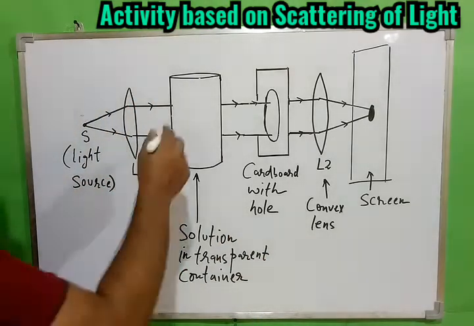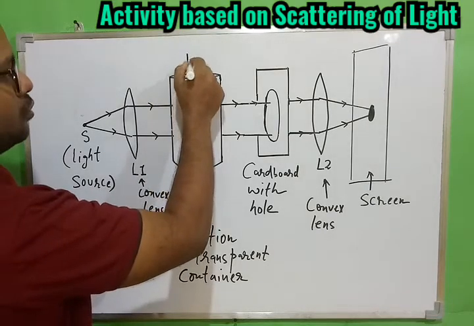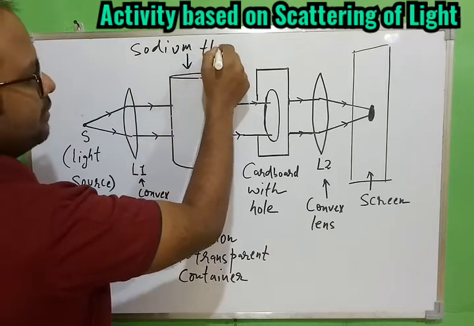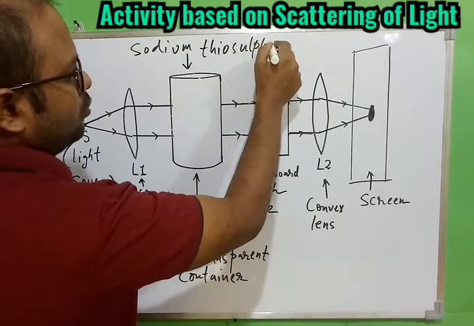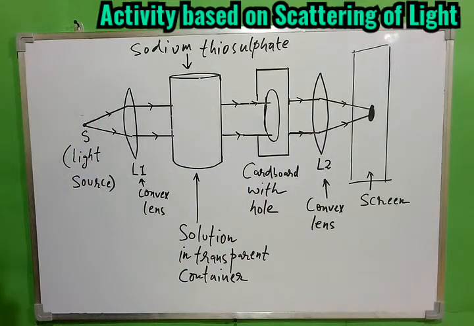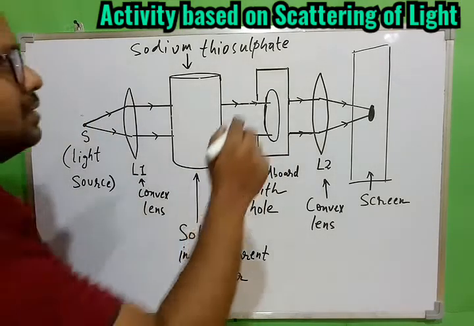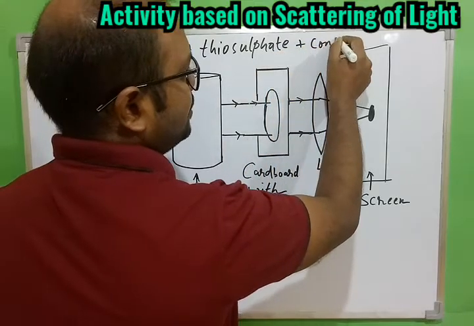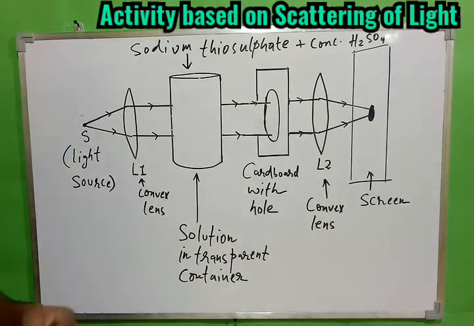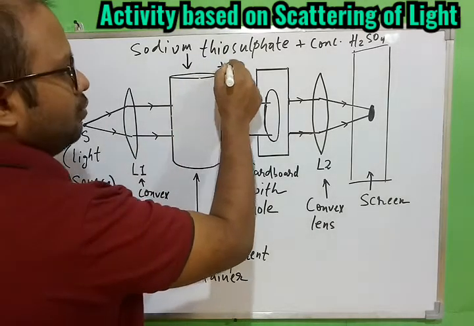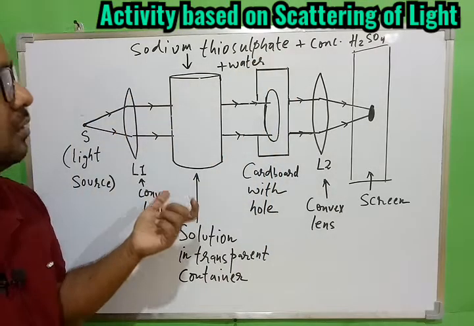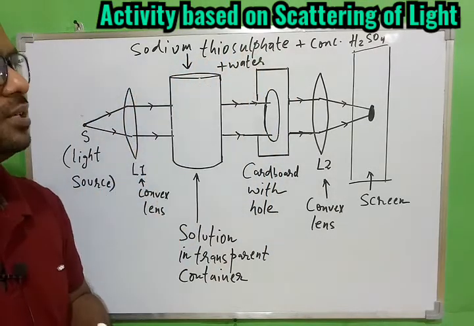Next thing is, in this container we are going to mix the components, that is one is sodium thiosulfate. We are not going much into the chemistry part, we only should know what solution is to be made and what components we are using for that. So sodium thiosulfate plus concentrated H2SO4. This will be mixed with water, no doubt, distilled water. So finally we are making a solution in which we have sodium thiosulfate and concentrated H2SO4.